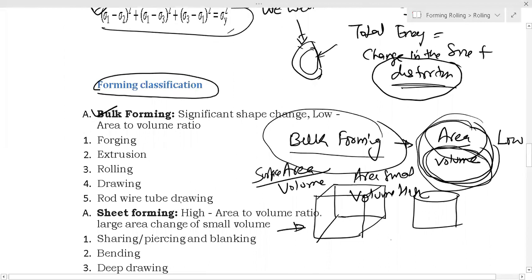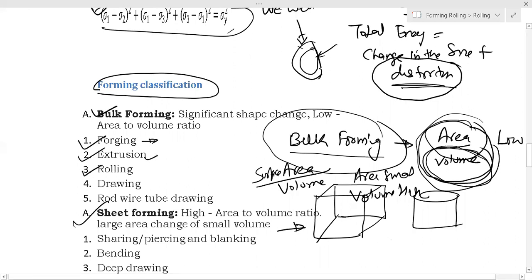And if this ratio is high, we call it sheet forming. In sheet forming, area will be more, volume will be less. And in bulk forming, volume will be more. So basically forging is bulk forming. Forging is the metal working of metal where we apply localized compressive force to change the shape of material. Extrusion is again a compressive force. We mold a semi-solid state material, we force it in a die, and we take out the desired cross-sectional area product.